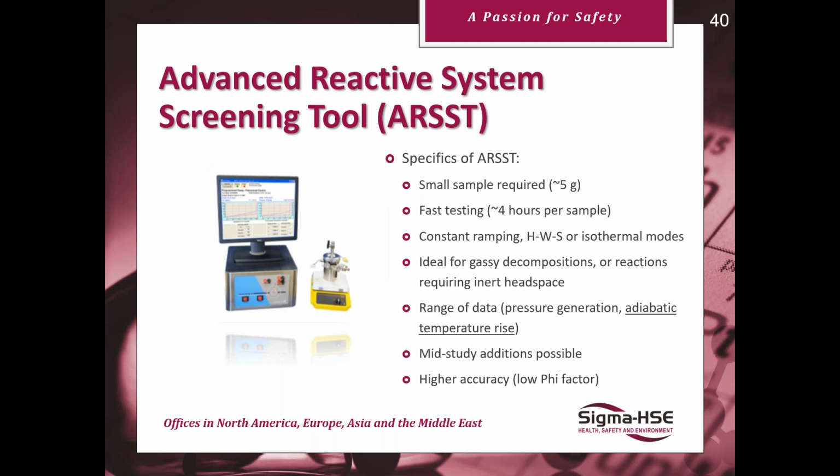So rather than just batching all of your reagents in one go, attaching it and setting it off, this one you can add reagents on the go, usually through a pressurized syringe. And this is a really low phi factor system. So this is typically about 1.05. It's about as good as you can get.